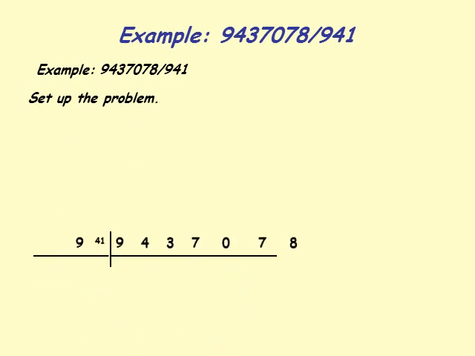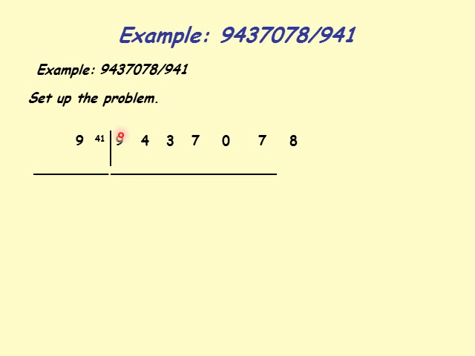Let's continue here. So let's see what the setup is. Setup problem is, here is my dividend. Here is my divisor. 9437078 is the dividend and 941 is the divisor.